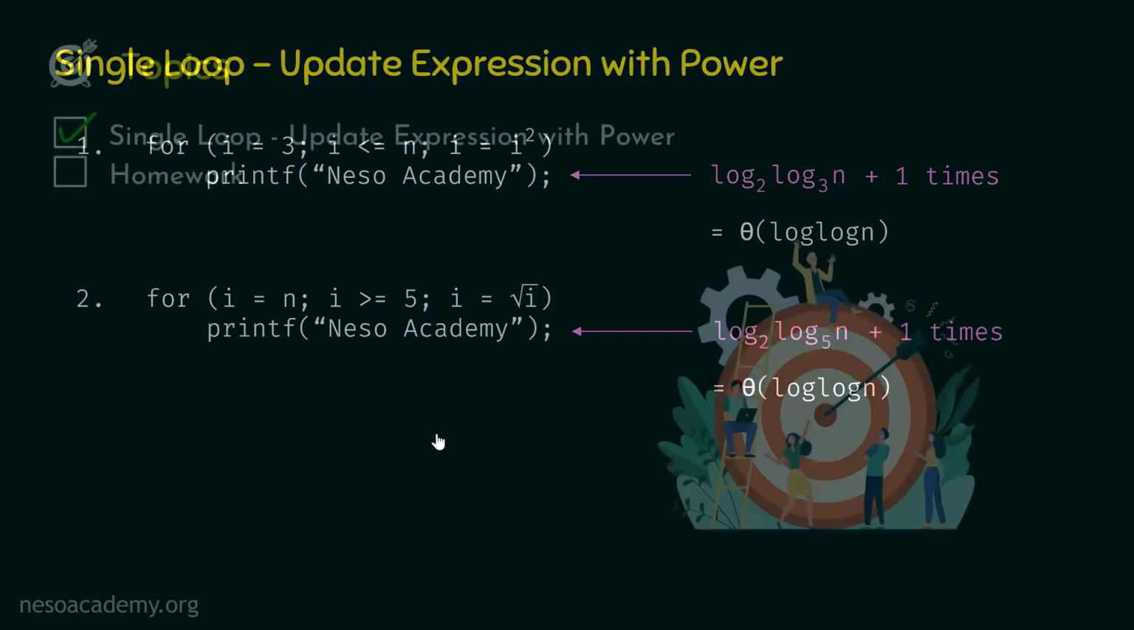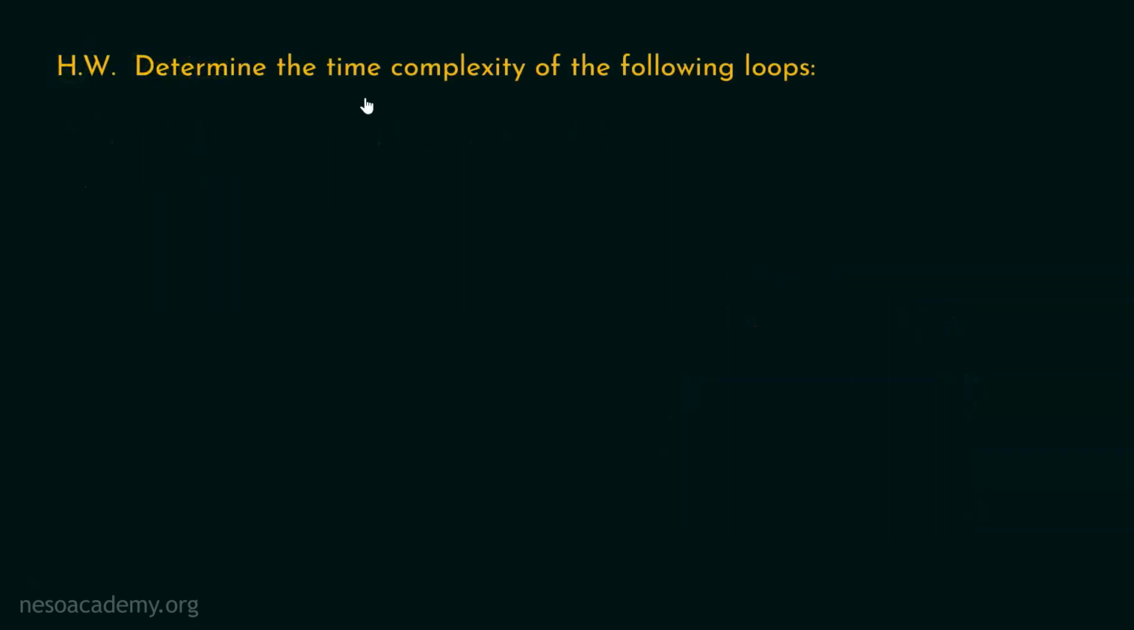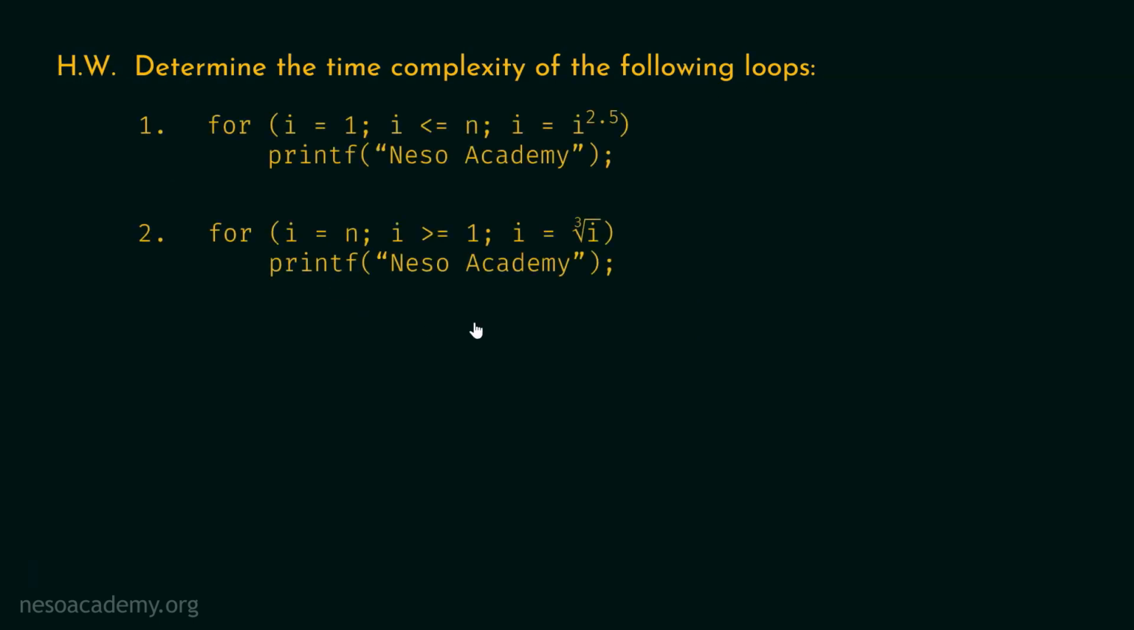So with this, we are done with this topic. Now let's move to the homework problem. Determine the time complexity of the following loops. These are the loops, and your job is to determine the time complexity of these loops. Not only this, I want you to post your answers in the comment section as well.